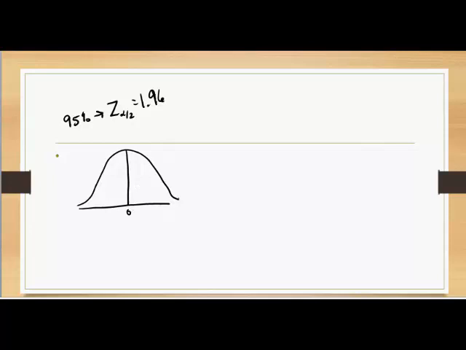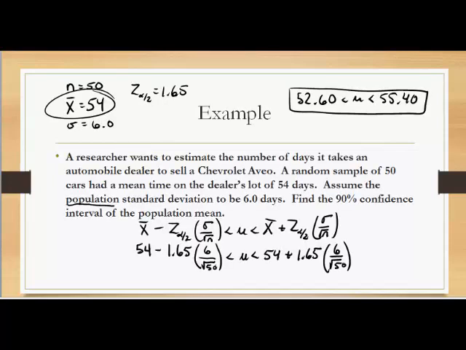Okay, so I'm going to go back to this example for just a second. What is happening is that you are taking your mean and you are building an interval around that mean. So on the left-hand side, you're taking your mean and you're subtracting something off. And when you do that, you get the 52.6. So your mean was at 54, you subtracted this thing off, and you got the 52.6.